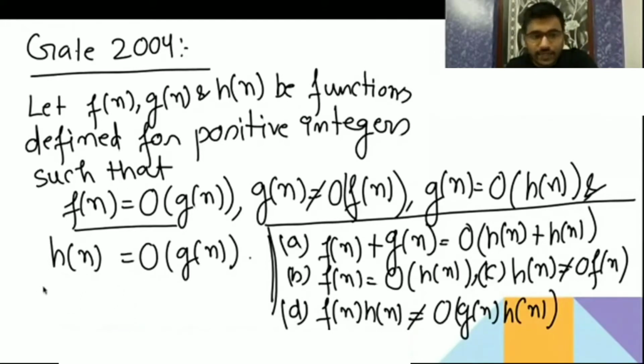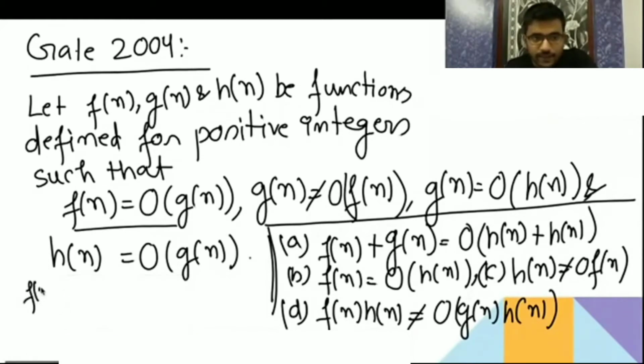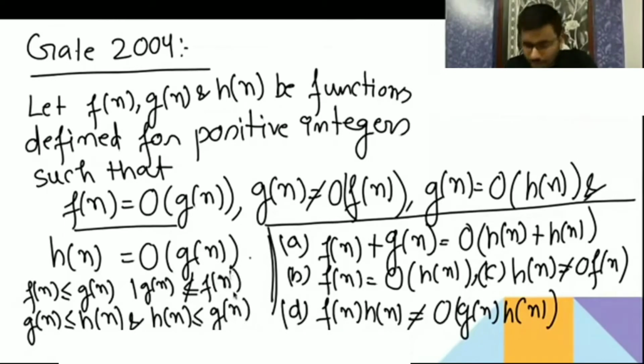It is saying that Fn is smaller than or equal to Gn, but Gn is not smaller than Fn, and Gn is smaller than Hn, as well as Hn is also smaller than Gn, with some constant we have to put. Here I am not considering the constant because you can neglect the constant. Even if you do not assume it, it will be clear. Okay, you can give the answer.